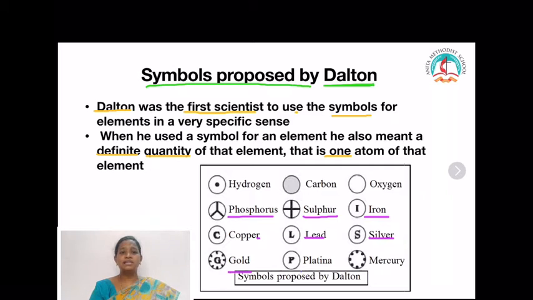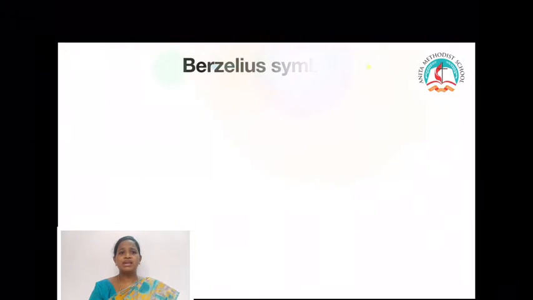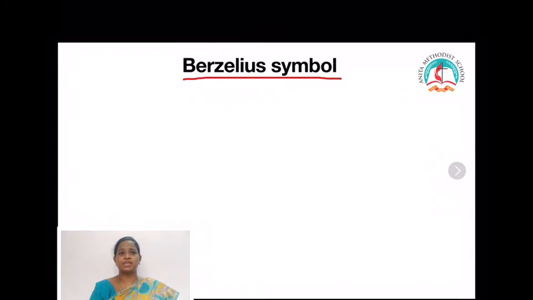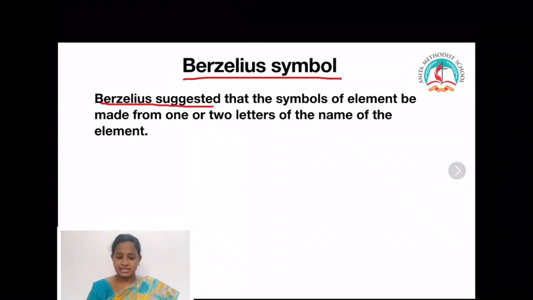So Berzelius is another scientist who suggested another way of representing symbols. Berzelius said an element's symbol can be made from one or two letters of the name of the element. For example, I will show you the picture of Berzelius. So he is Berzelius. Later we started using Berzelius's symbols.